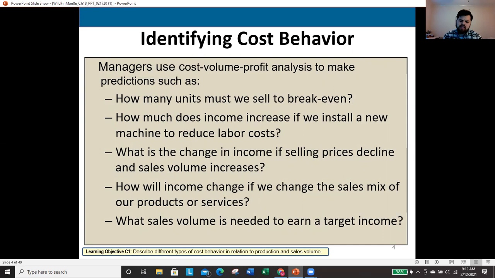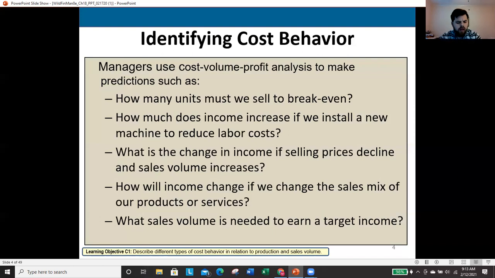We might want to see things like, well, what is the change in income if selling prices go down? So we drop the price, but we increase the actual quantity sold. So we're looking at things like elasticity, perhaps. We may not call it that, but of course, that's what we're looking at here.